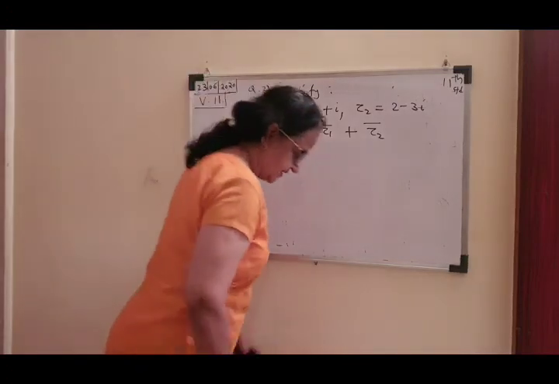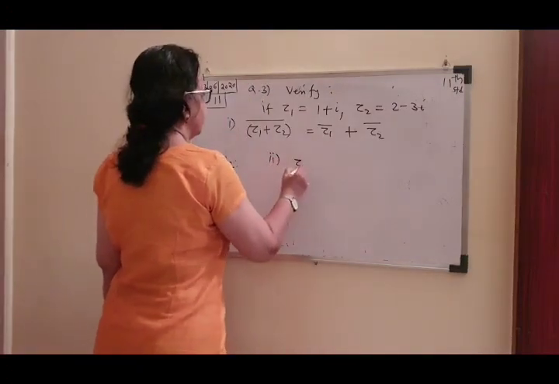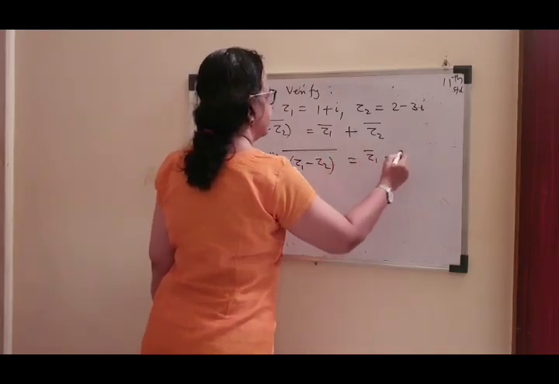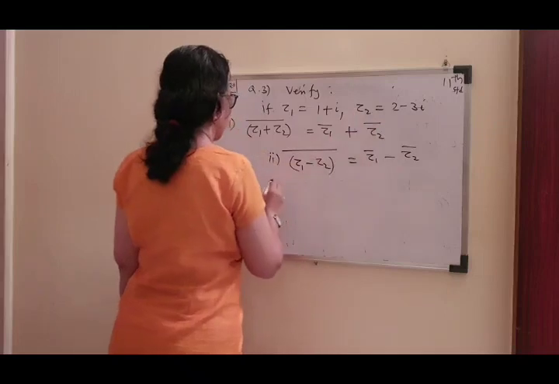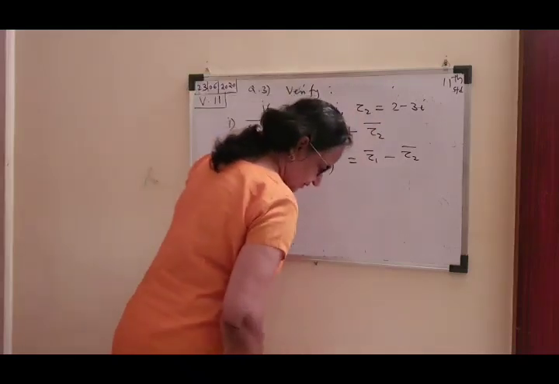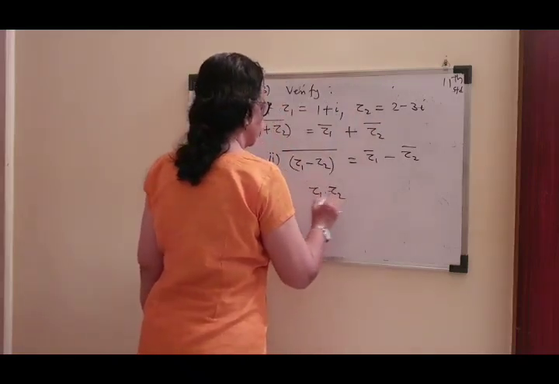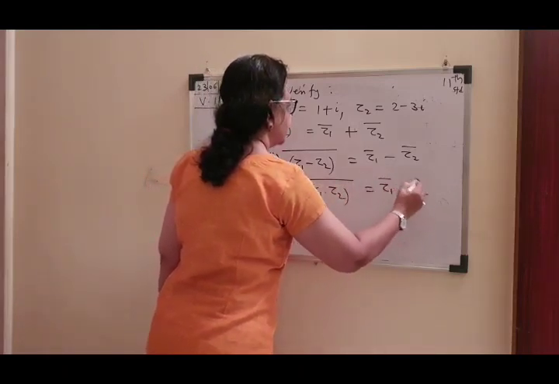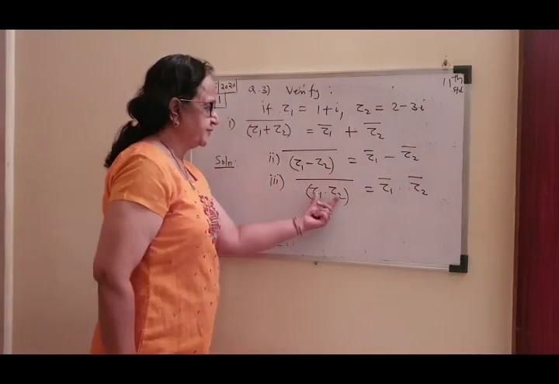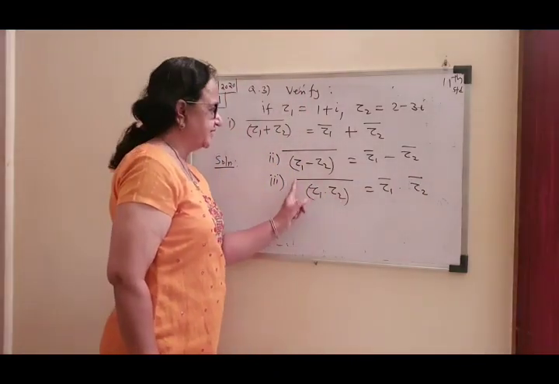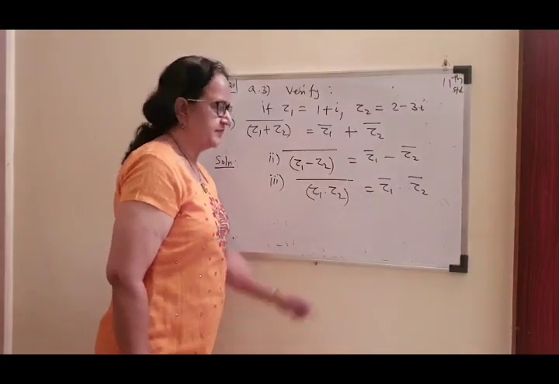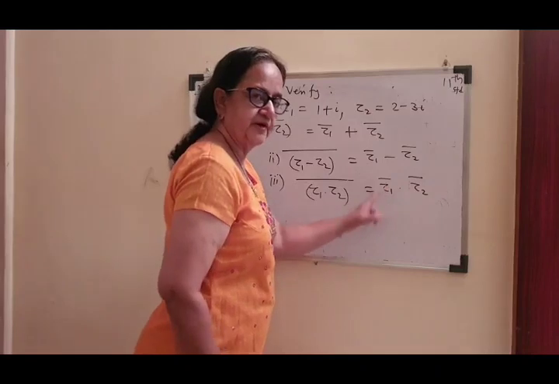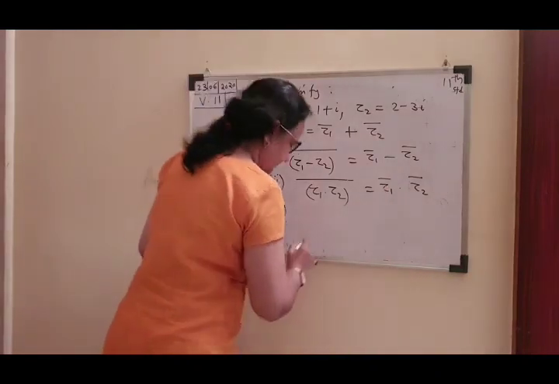Now for your practice, I want you to prove Z1 minus Z2 whole bar is Z1 bar minus Z2 bar with the same examples. Then I want you to also prove Z1 into Z2 and then whole bar is Z1 bar into Z2 bar. So first find the product of Z1 Z2, then find its conjugate. Call it number 1. Then take Z1 conjugate, take Z2 conjugate and multiply them. Call it number 2. And one more you should now verify.